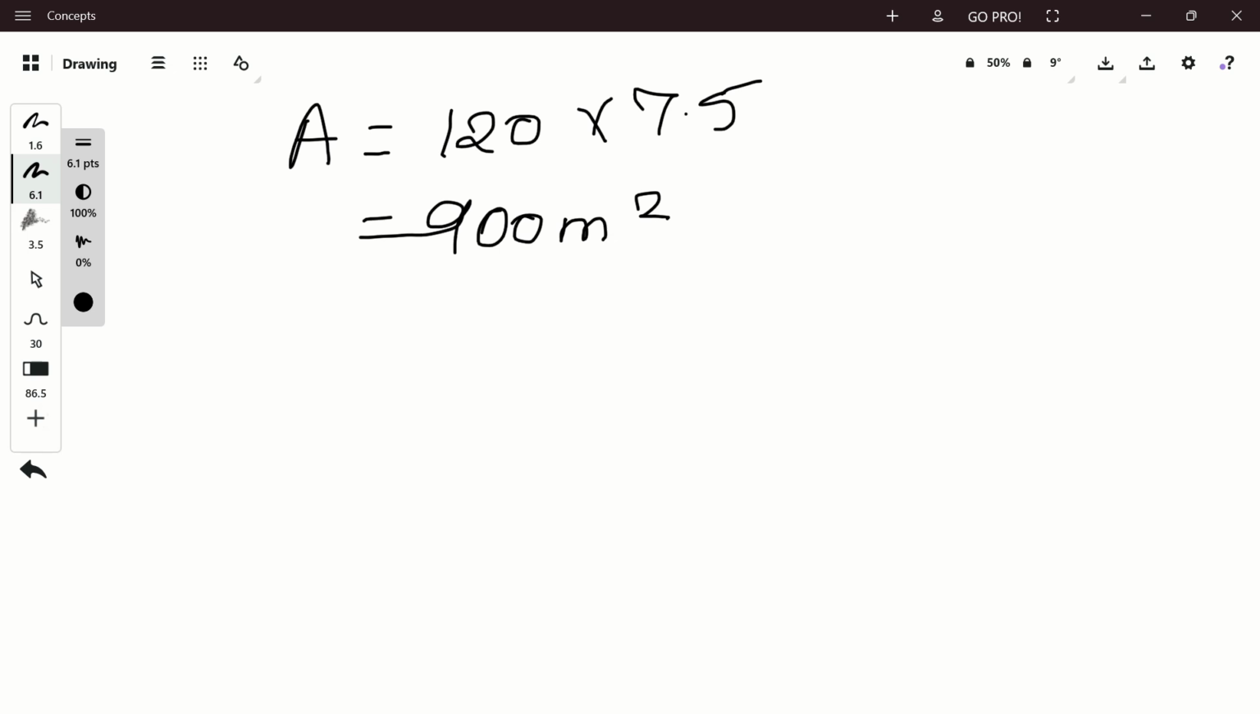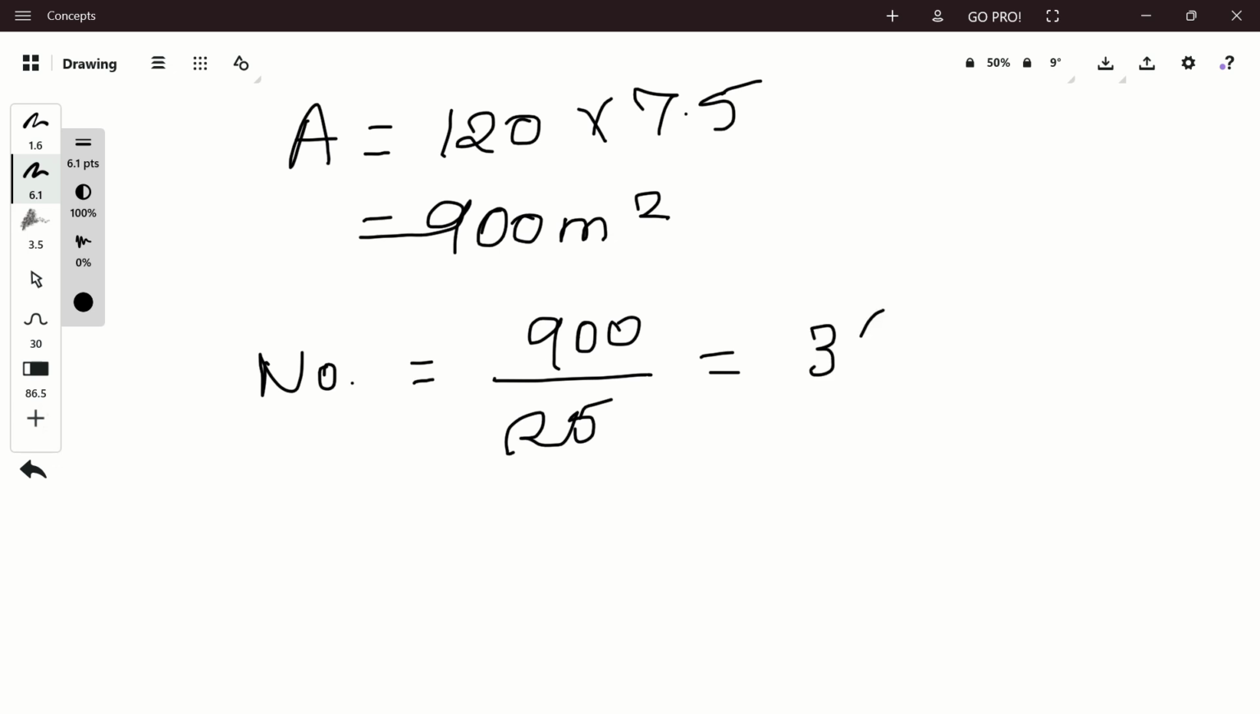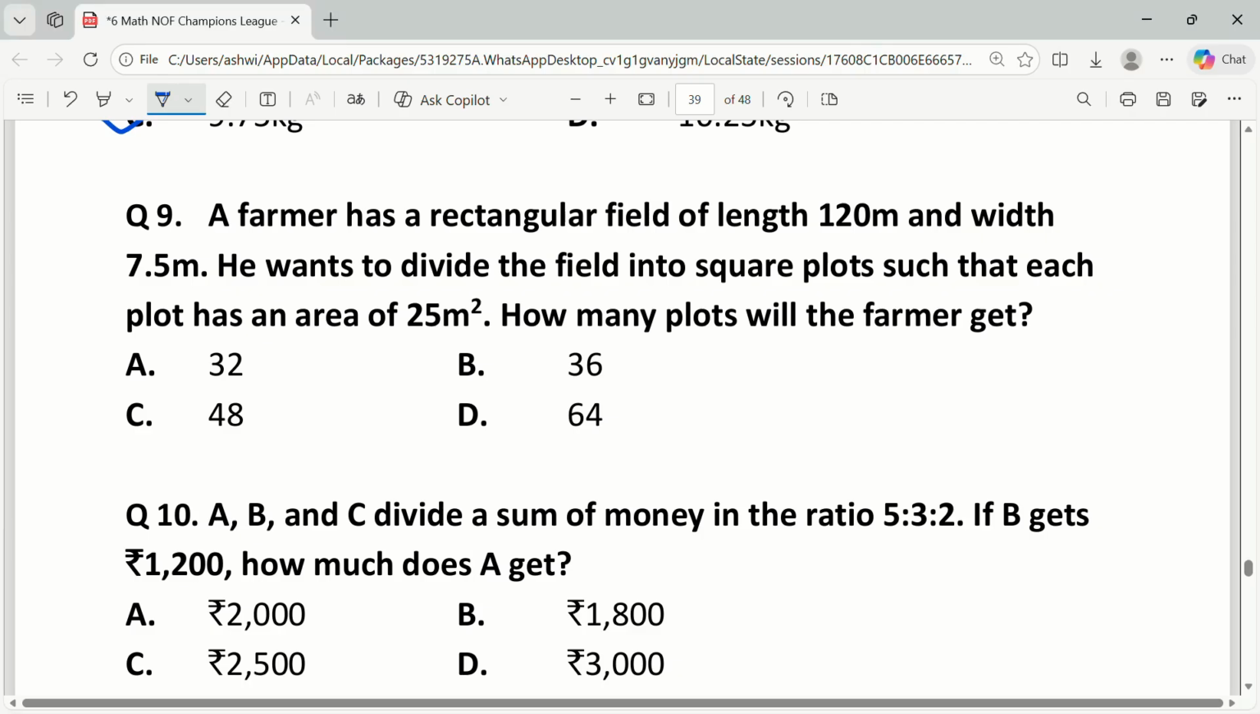Divide the total area by area of each plot. That is, number of plots is equal to total area upon area per plot, which is 25, which is equal to 36. The farmer will get 36 plots, that is B.